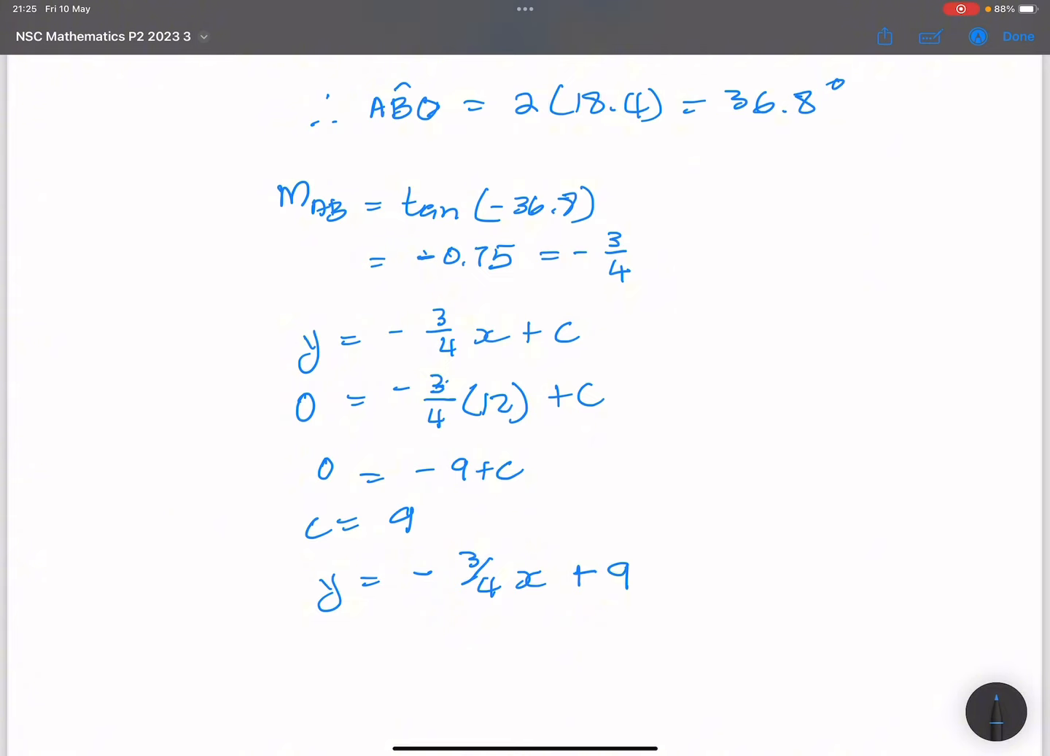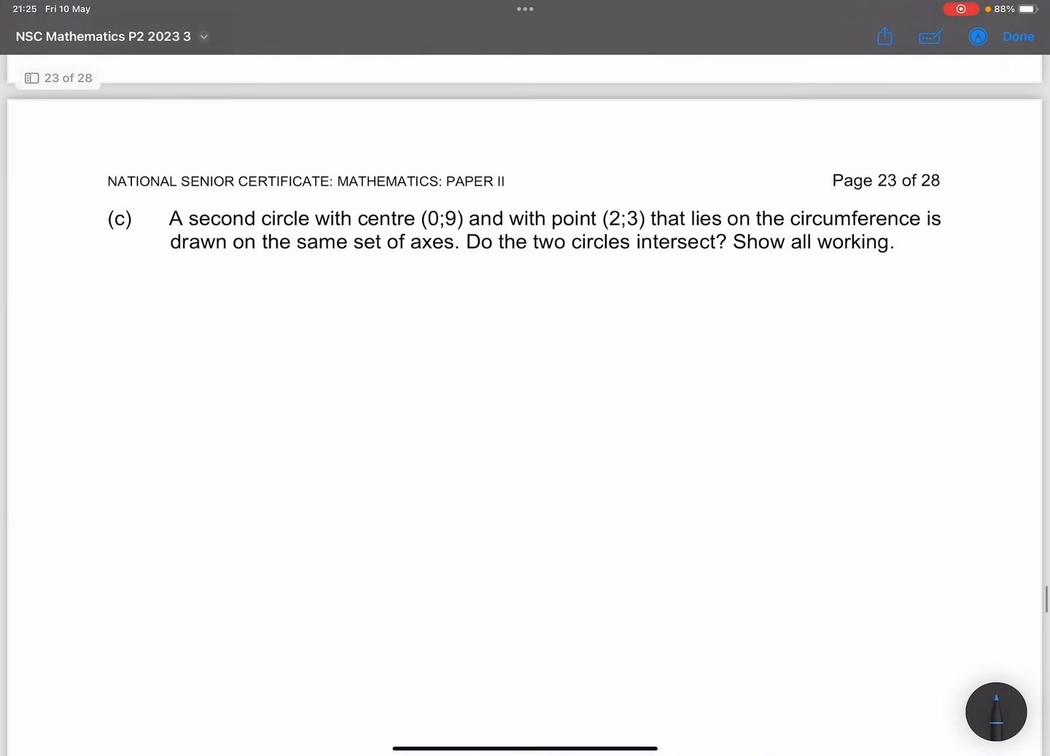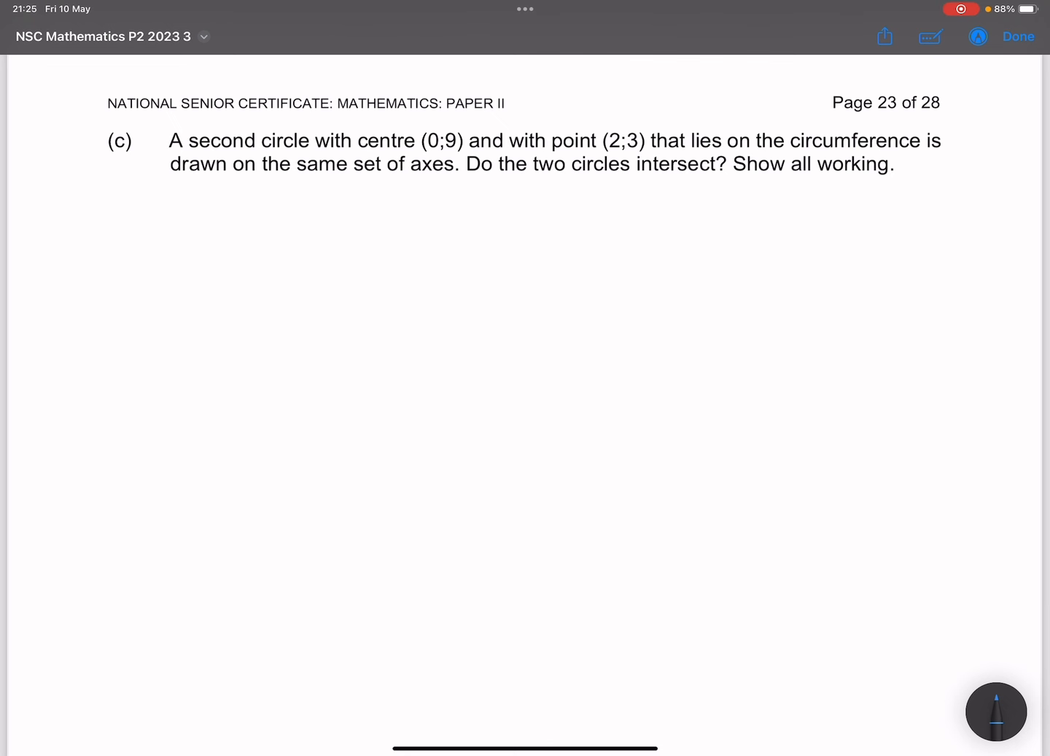All right, now we go to the next portion of the question. They say a second circle with center 0, 9. So the center of that circle would be 0 and 9, and it has a point 2 and 3 that lies on the circumference, drawn on the same set of axes. So they say, do the two circles intersect, show all working.